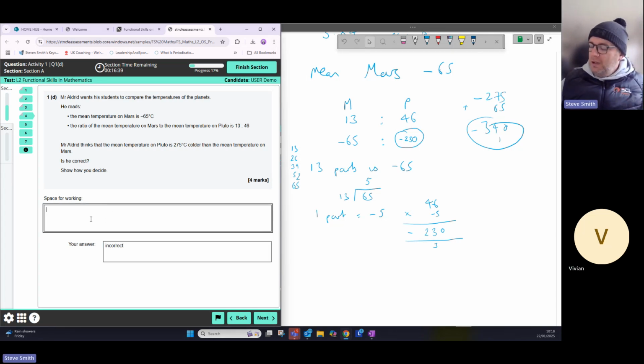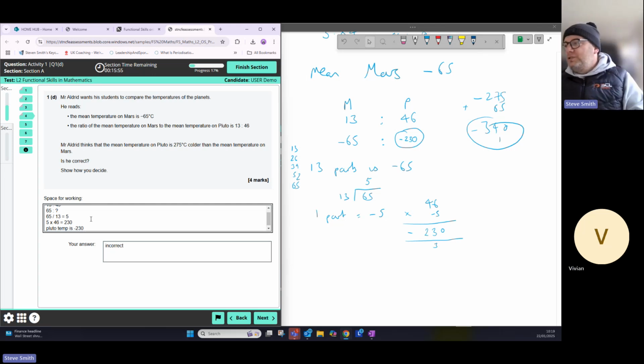I'm just going to put my workings out here. I'm going to put 65. I'm going to put here 13 ratio of 46. I'm going to try and keep my numbers underneath it. So 65 ratio is question mark, and then I'm going to put 65 divided by 13 equals 5, and then 5 times 46 equals 230. Pluto temp is minus 230.